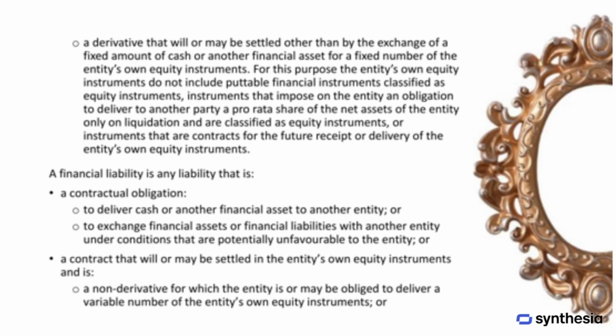A financial liability is any liability arising from a contractual obligation to deliver cash or another financial asset to another entity, or to exchange financial assets or liabilities under conditions that may be unfavorable to the entity. It also includes contracts that may be settled in the entity's own equity instruments, such as non-derivative contracts where the entity is or may be required to deliver a variable number of its own equity instruments.